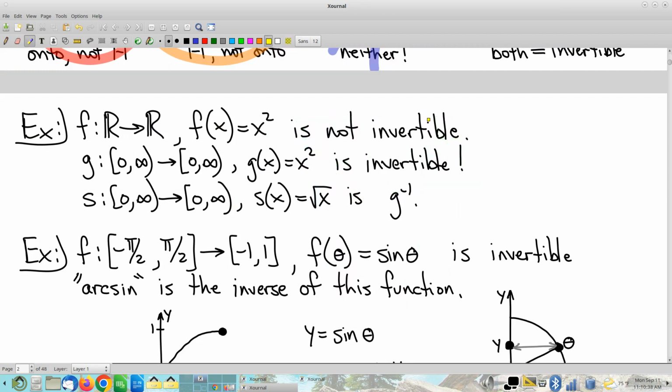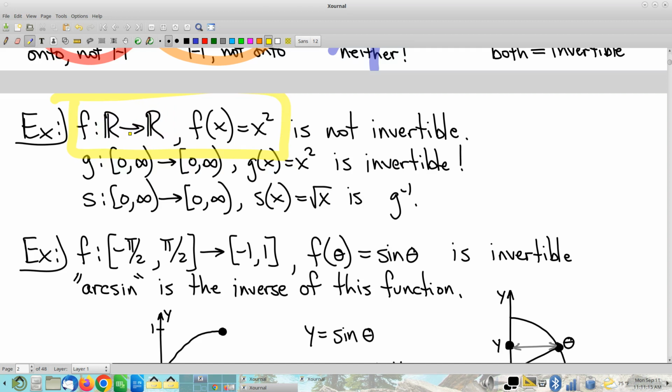If you casually write this down and say, oh yeah, I want to talk about the square root function being the inverse of x squared. No, it isn't. This function here says R is my domain and R is my target. If you say you were going to invert this function, you're claiming that you can compute the square root of every real number and have a result that is a real number. And no, you can't. So this function here that I have highlighted in yellow, not invertible.